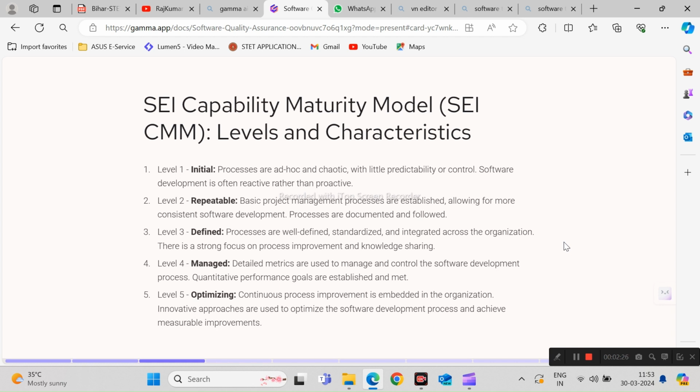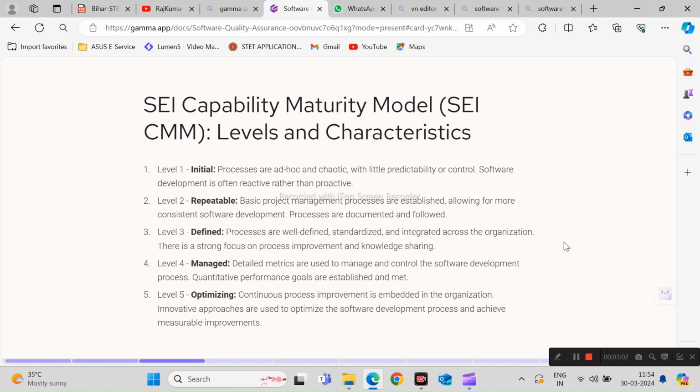At the initial level, processes are ad hoc and chaotic, with little predictability or control. Software development is often reactive rather than proactive. The second one is repeatable. Basic project management processes are established, allowing for more consistent software development. Processes are documented and followed. The third one is defined. Processes are well defined, standardized, and integrated across the organization. There is a strong focus on process improvement and knowledge sharing.